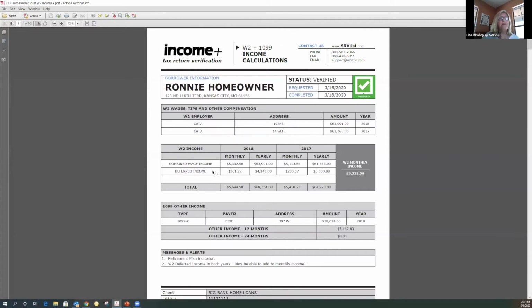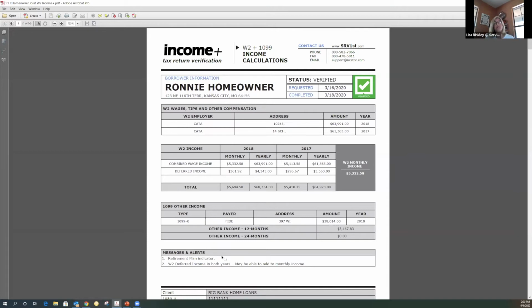And I don't know how many of you know this or not, but if taxpayers receive 1099 income that we have included in these Income Plus reports, that 1099 income will display here. We will also give you the monthly income. However, we do not include it in the qualifying monthly income. And once again, you also get the messages and alerts.